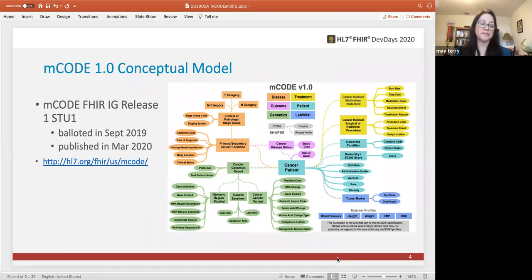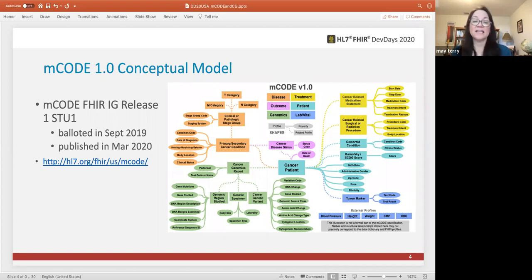mCODE, just a little bit of history, was originally, again noted, conceived in 2018. It was balloted in September 2019 with quite a number of ballot comments, which we have since reconciled, and it was published in March of 2020 with the URL that is shown below, and you're able to look at that at your leisure. Within the front page of that IG, you'll see here a conceptual model of what mCODE 1.0 encompasses. You can see it is broken down more or less into 6 soft categories.